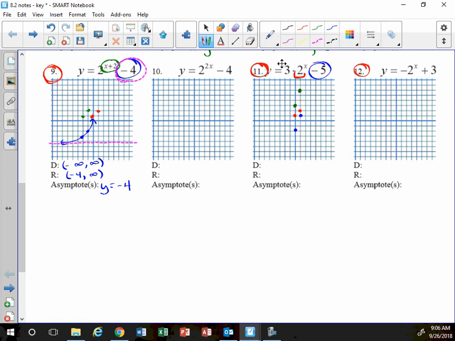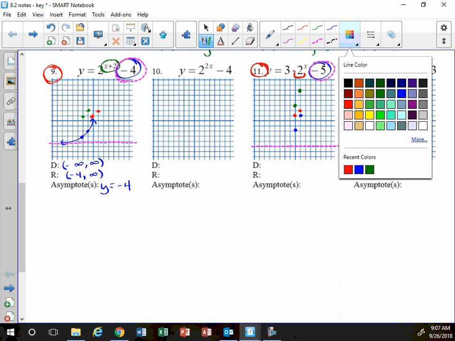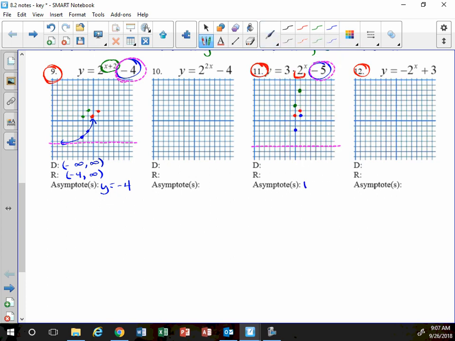What about my asymptote? What's it going to be? -5. Yeah, it's going to match that vertical shift. So 1, 2, 3, 4, 5. There we go. Those always match. So it looks a little different, but that's because it's been stretched out. It should be like a taller, skinnier graph. So still -infinity to infinity, -5 to infinity, and then y equals -5.